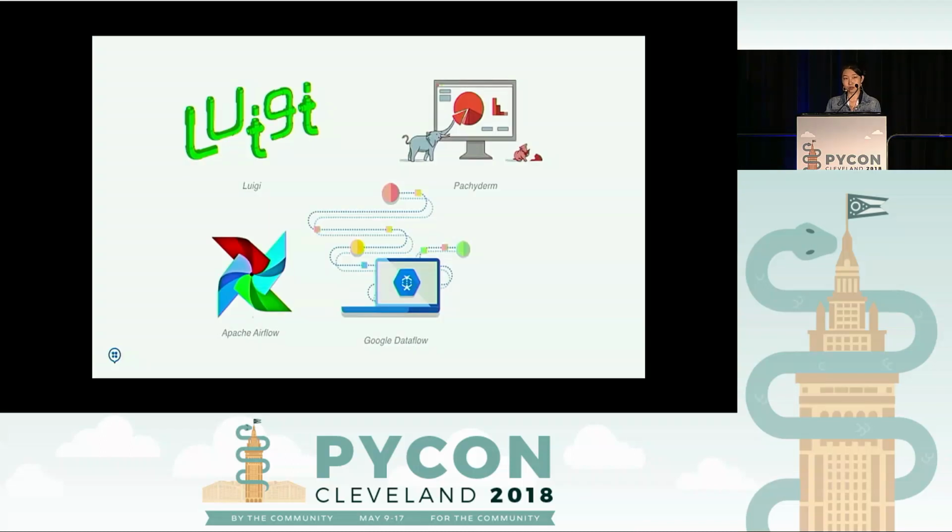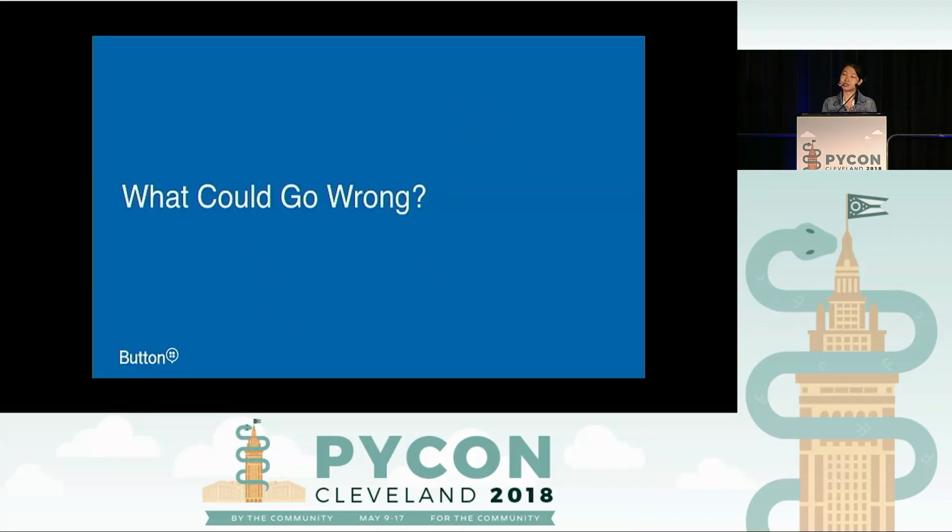There are a lot of different tools that help you orchestrate these data pipelines. Some of the popular ones are Luigi, Airflow, Google Dataflow. At Button, we use Pachyderm because it is completely containerized, and we like putting everything in Docker containers. So going back to what could go wrong, I won't focus specifically on any of the tools I mentioned. I just wanted you all to be aware of them. But the concepts I'm outlining here would be applicable to any data pipeline using any infrastructure.